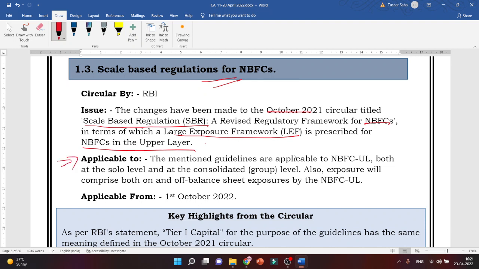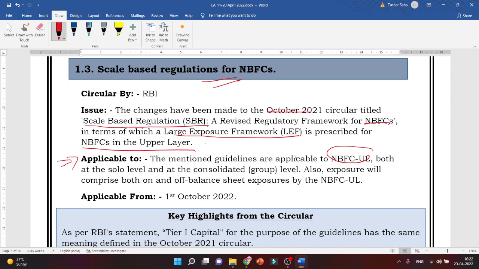So to whom is this applicable? The mentioned guidelines are applicable to NBFC-UL, meaning upper layer, both at the solo level and at the consolidated group level. Meaning there can be, for example, I don't remember exactly the name, but there are a few banks that have NBFCs as well. So they finance, let's say, infrastructure, they finance consumer durables.